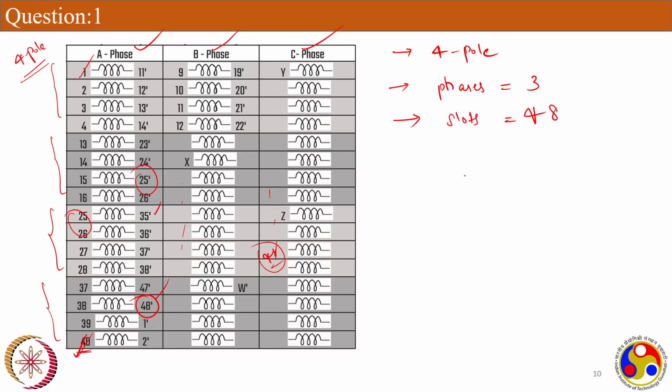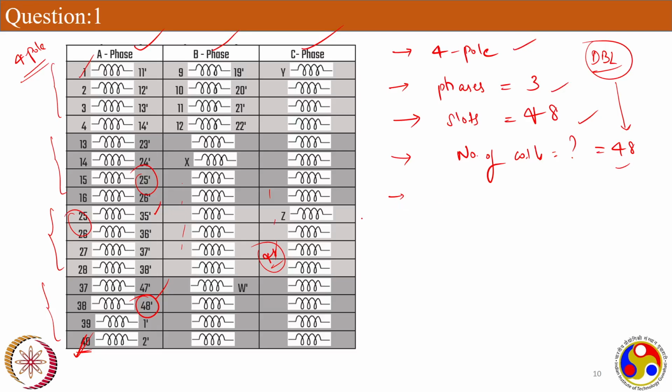Okay. Now Dinesh already put up the point of whether it's a single layer or double layer. So we are clear now. It is a double layer winding. Now, number of coils will be how much? If it's a double layer winding, number of slots will be equal to number of coils, which will be 48 since it's a double layer winding. Okay. Now we know poles, we know phases, we know slots, and we know coils.